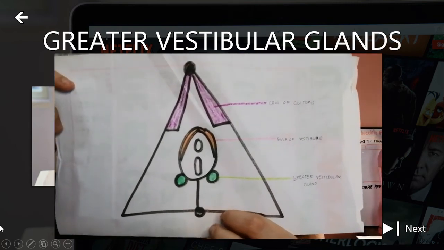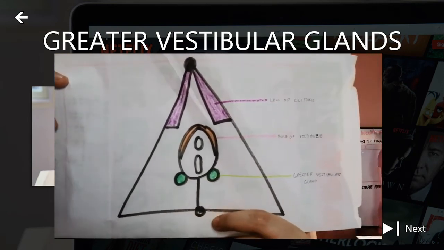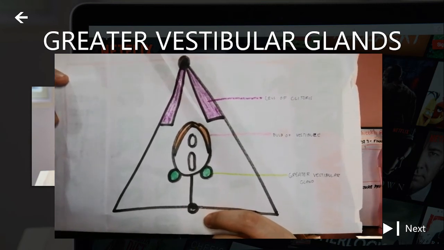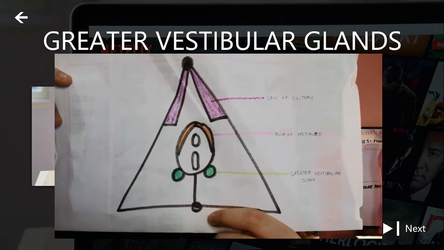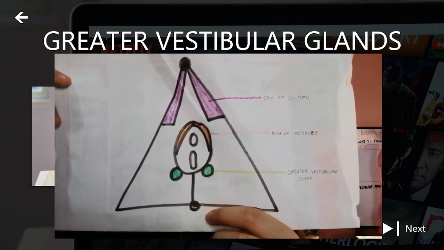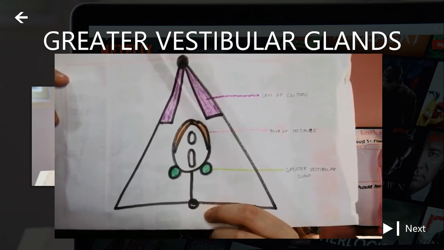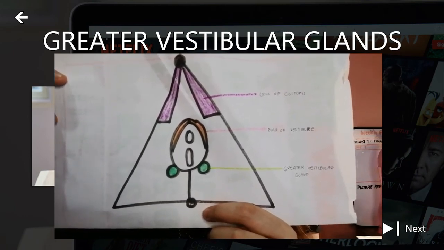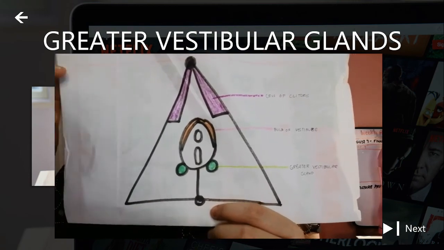So the greater vestibular gland, which is right here, this green one. These glands are a pair of small mucus-secreting glands that lie under cover of the posterior parts of the bulb of the vestibule and the labia majora. Each drains its secretion into the vestibule by a small duct, which opens into the groove between the hymen and the posterior part of the labia minora. This gland secretes a lubricating mucus during sexual intercourse.